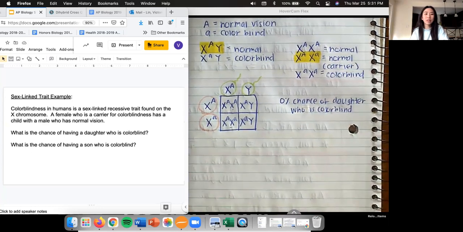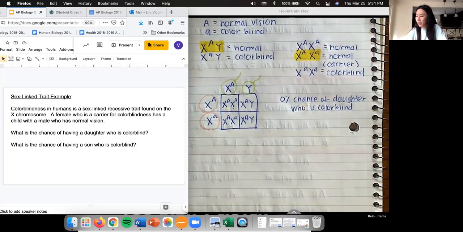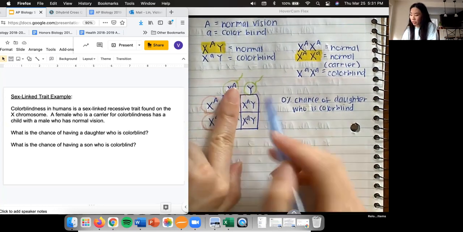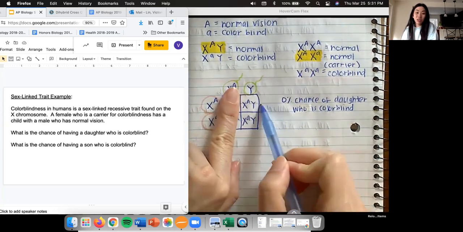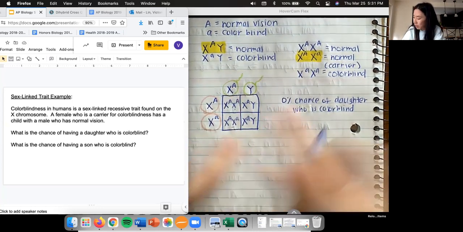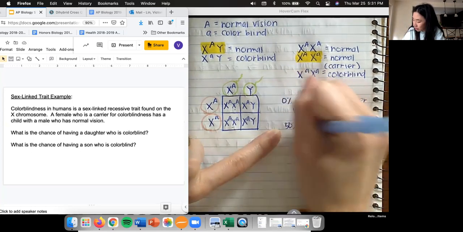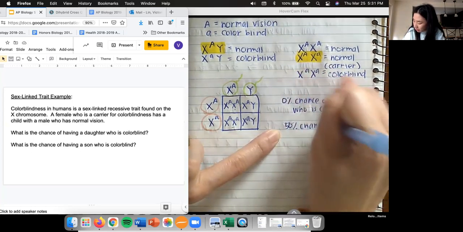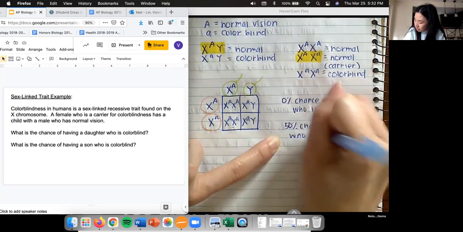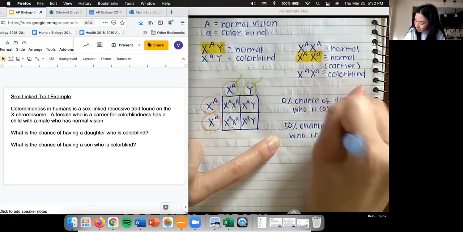And then the second question is, what is the chance of having a son who's colorblind? Now this time cover up, ignore the females on the side. So you have 50% chance of a son who has normal vision, and then 50% chance of having a son who is colorblind. So in this case, it would be a 50% chance of son who is colorblind.